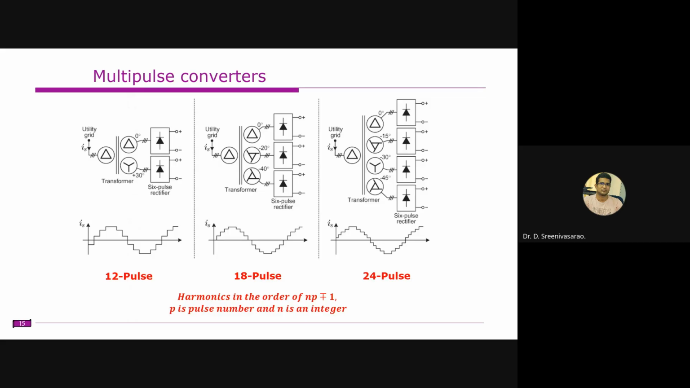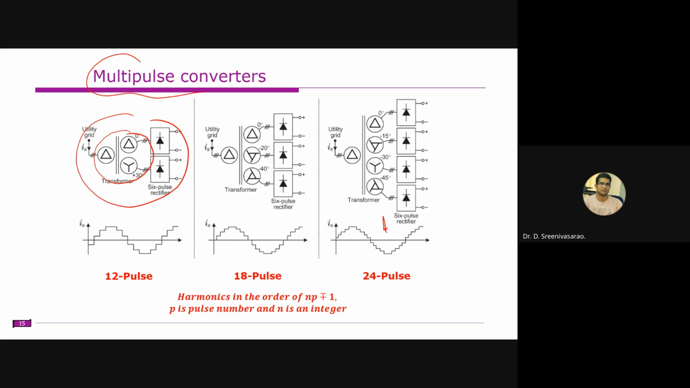Another option is the multipulse converters, where several six pulse converters, like six pulse inverters, are connected in series or parallel. Let us assume this is a 12 pulse converter. We have a phase shift of 30 degrees between these two converters, and that phase shift is produced by the 12 pulse converter. You might be familiar with this from studying HVDC. This one is an 18 pulse converter and this is a 24 pulse converter.